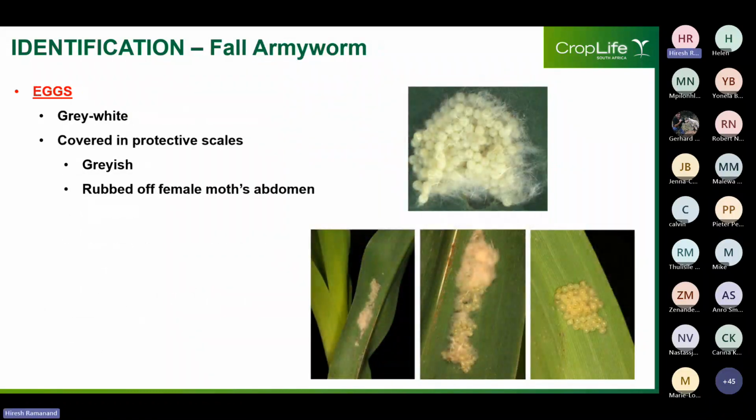Fall armyworm eggs are dome-shaped and gray-white in color. Eggs are covered in protective scales rubbed off from the female moth's abdomen after laying, giving the eggs a hairy or moldy appearance, quite clearly there.